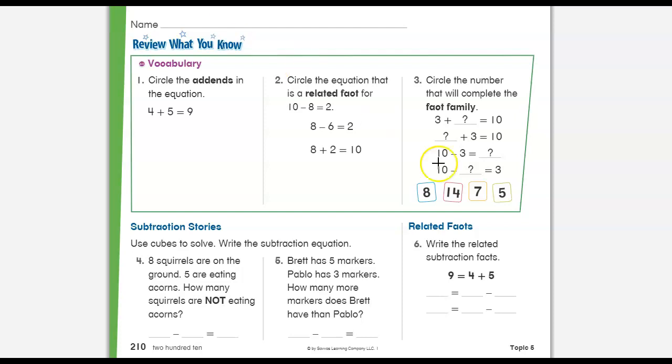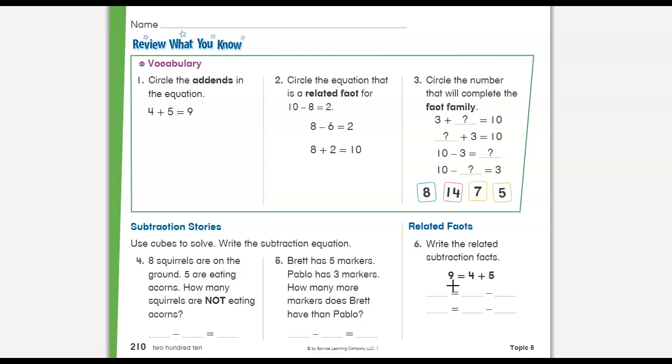And last, on number 6, it says write the related subtraction facts. Now on number 6, our equation is written a little bit out of order. So instead of saying, like on number 2, 10 minus 8 equals 2 and having the equal sign at the end, this has it at the beginning. But that's okay, it's still the same, just looks a little bit different. So this has 9 equals 4 plus 5. So it's just flipped around. It's the same as saying 5 plus 4 equals 9.